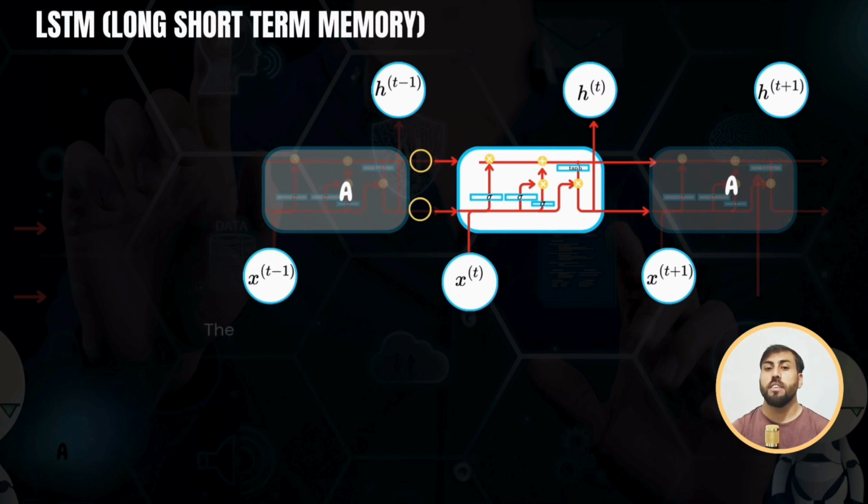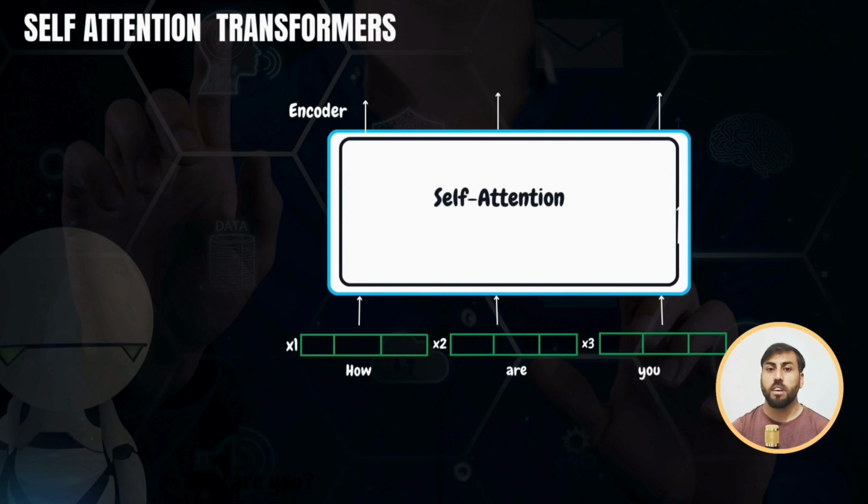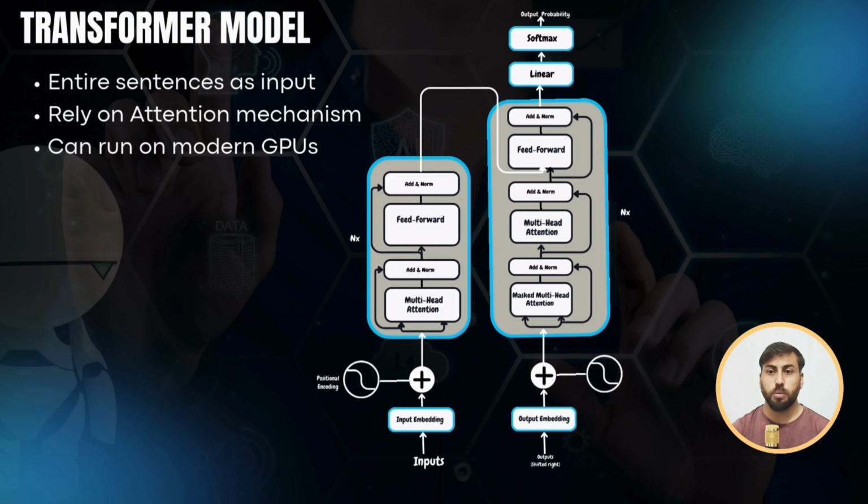So let's discuss transformers. This model completely changed the game by removing the need to process data in order. Instead of reading word by word, transformers can look at entire sentences or even paragraphs all at once. They rely on something called the attention mechanism, which helps them focus on the most relevant parts of the sequence. And what's really cool, transformers can run on modern GPUs more efficiently because they don't depend on sequential processing. This means we can train them faster and they are way better at understanding context in large datasets.